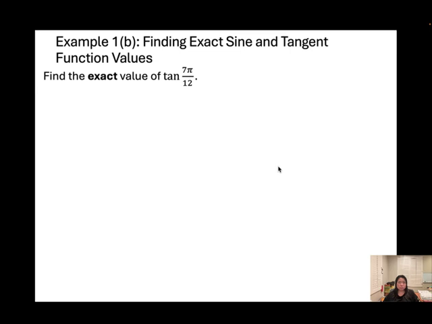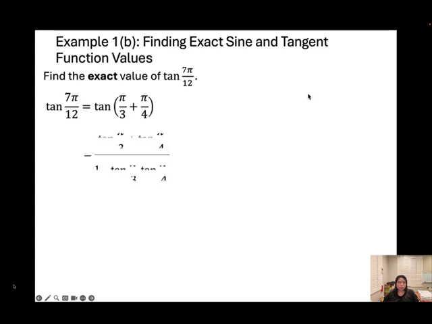Okay, another one. I need you guys to find the tangent of 7 pi over 12. So keep the radian. Think about pi over 3, pi over 4, and pi over 6. Try to add or subtract to see if you can get 7 pi over 12. I will have pi over 3 plus pi over 4. Okay, the LCD will be 12, so times 4 here, times 3 here, which is going to be 7 pi over 12. And then we're going to use the sum identity for the tangent.